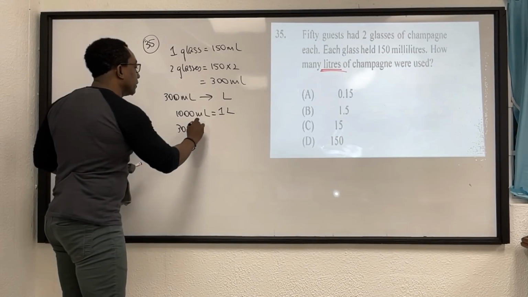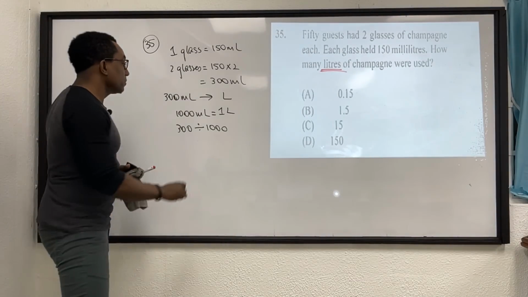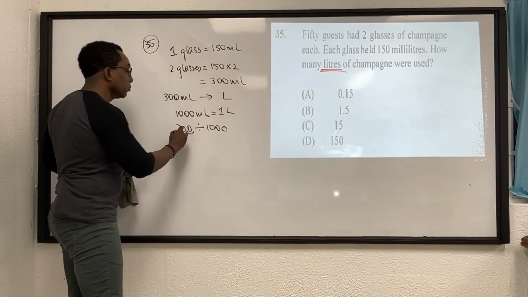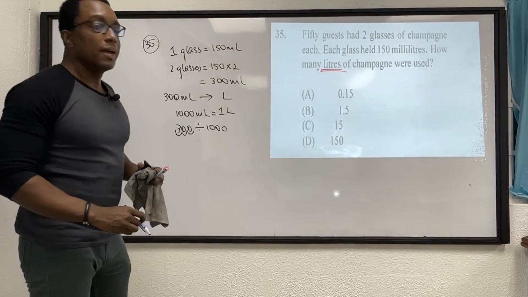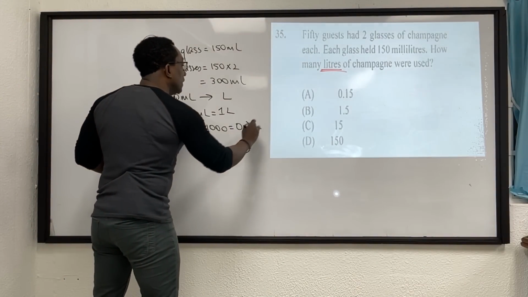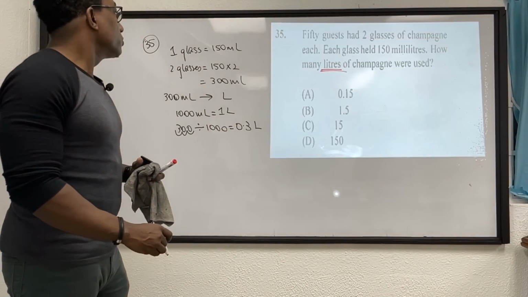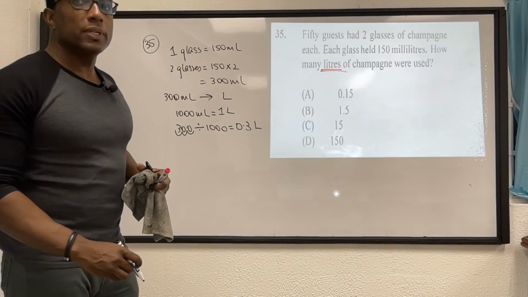So we're going to divide 300 by 1000, and dividing by 1000, we move the point 1, 2, 3 places to the left. So this will be equal to 0.3 liters. Alright? So it means that 2 glasses will be equal to 0.3 liters.